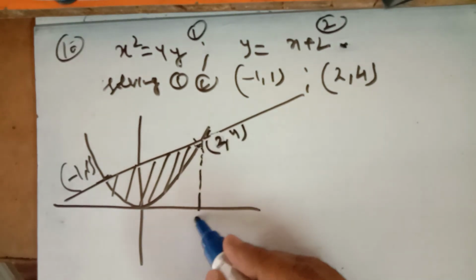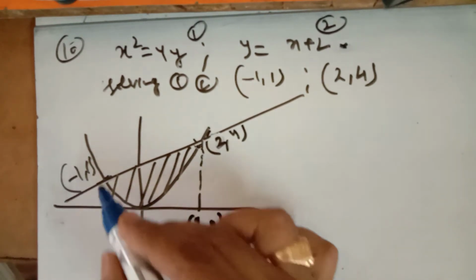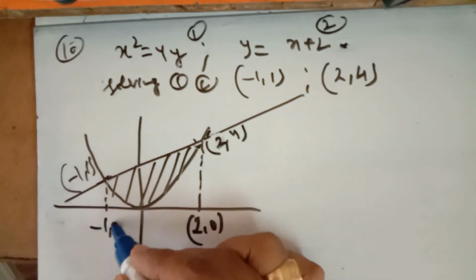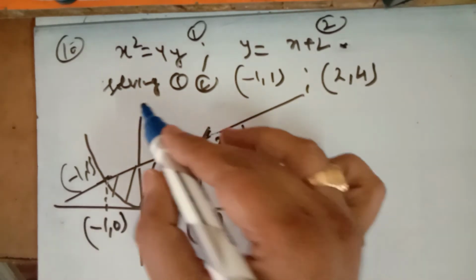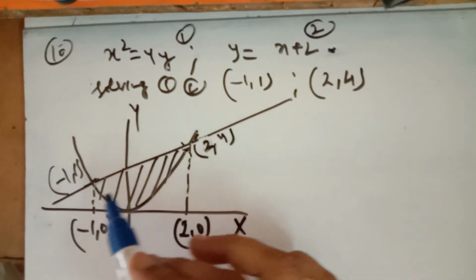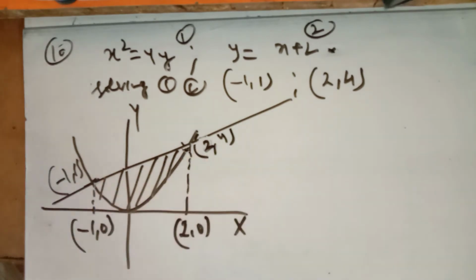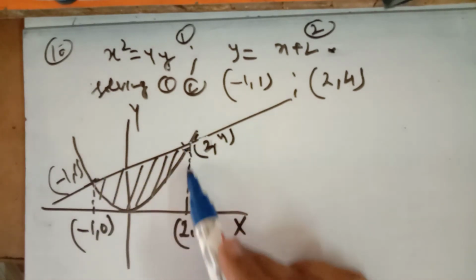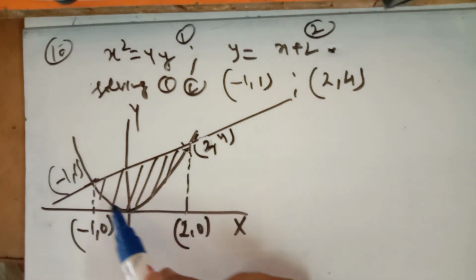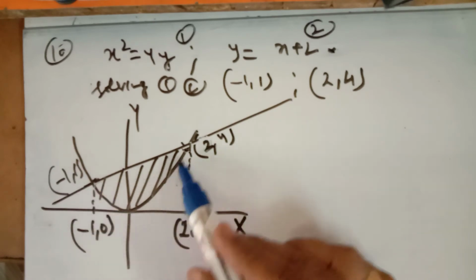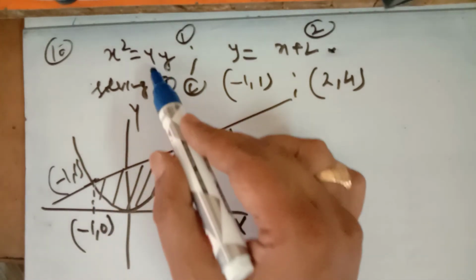So as usual, you draw a perpendicular on the x-axis. From here you draw a perpendicular to the x-axis. This is the x-axis, this is the y-axis, and as you are seeing, if you integrate the line from minus 1 to 2, you'll get this total area, and you're getting this area as extra, which can be obtained by subtracting the area bounded by the curve, that is the parabola.